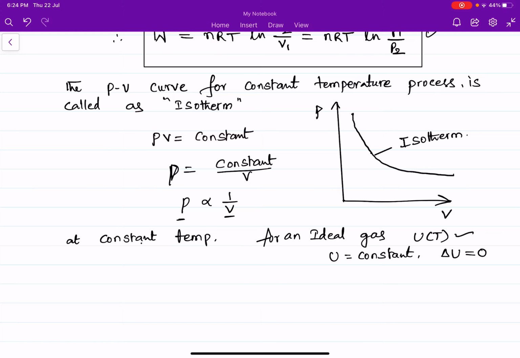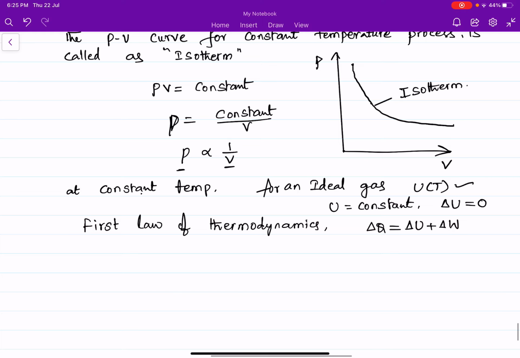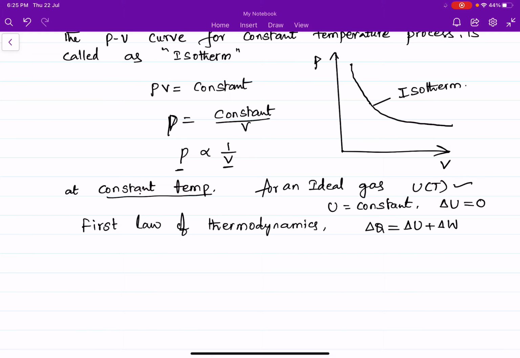Now the first law of thermodynamics: we know delta Q is equal to delta U plus delta W. In a constant temperature process, that is an isothermal process, for an ideal gas, internal energy is only the sum of the kinetic energy of all the molecules. The kinetic energy of all the molecules depends only on temperature. So internal energy is a function of temperature.